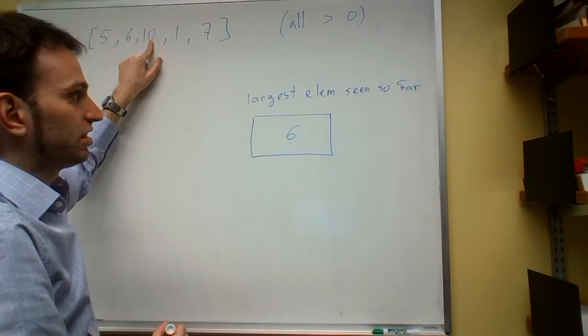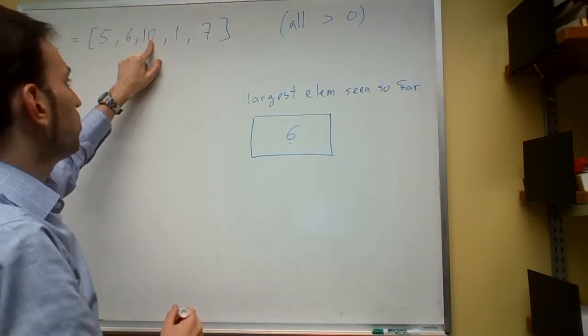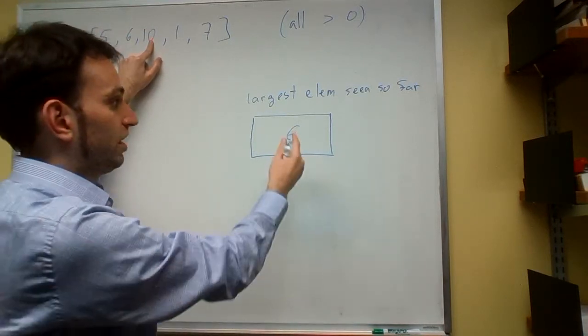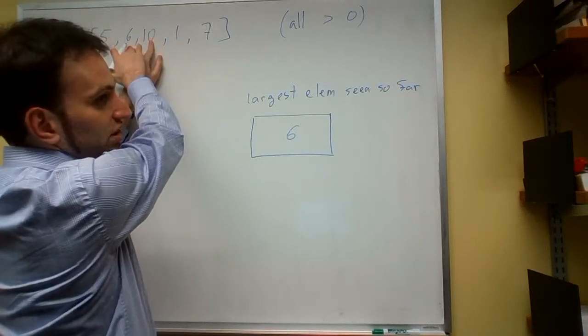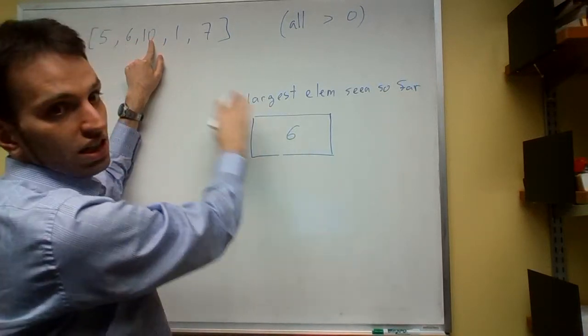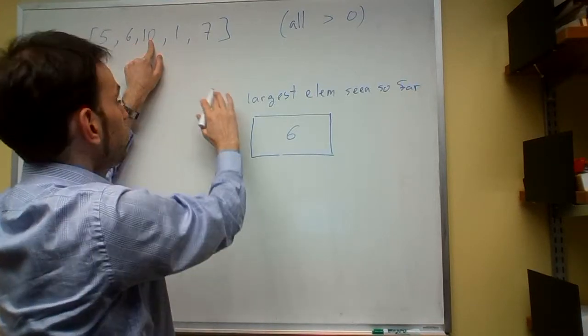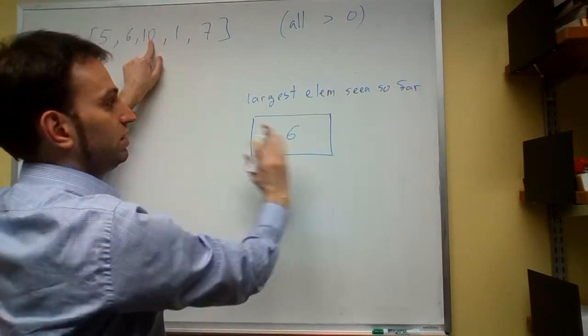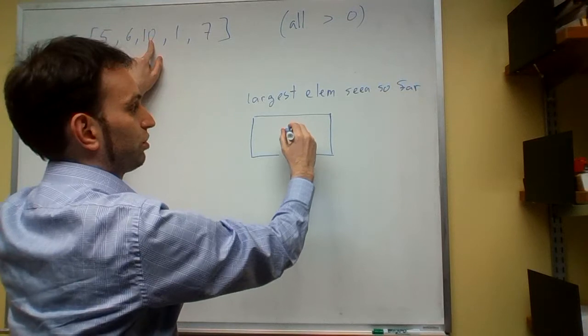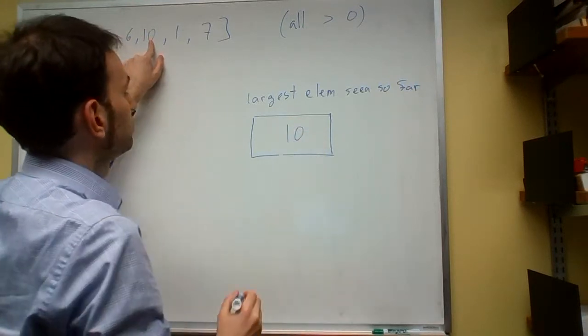Here's a 10. Is it the largest element that I've seen so far? Well, yes, because it's larger than 6. Not because 6 is the previous number, but because 6 is greater than 5 and also greater than or equal to 6. It's the largest that I've seen so far, except now I've seen 10, so now the largest that I've seen so far changes to a 10.